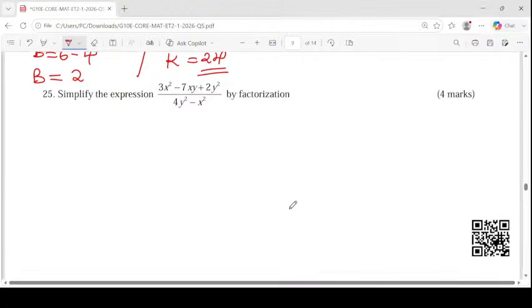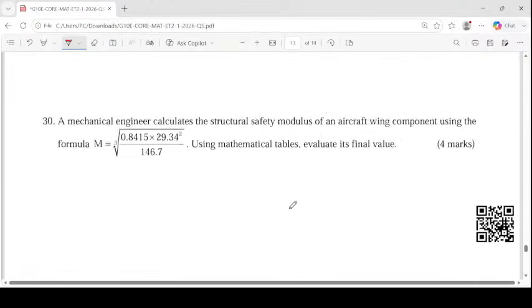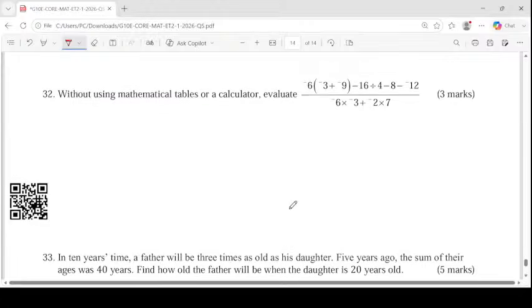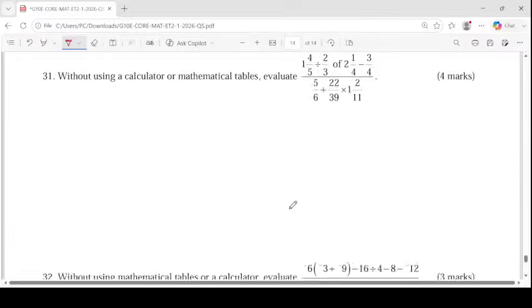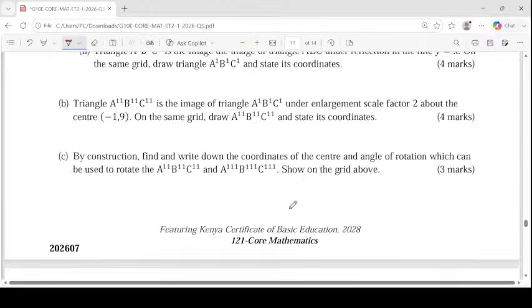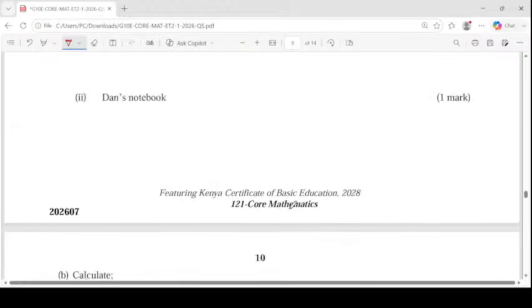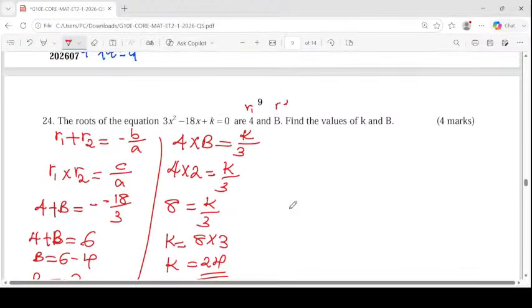Let us look at question number 25. Remember, the paper goes all the way to the last question. 33 is the last question. So we have almost 10 more questions to go. We are not badly off. Let me plug in my laptop.